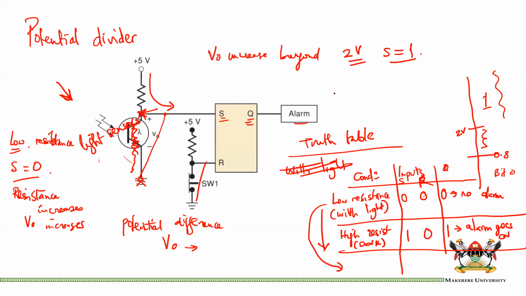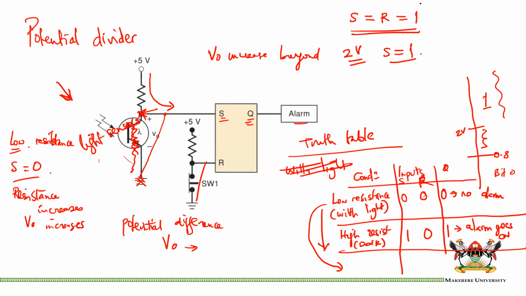In the case that the beam is interrupted and at the same time the switch is opened whereby we are resetting, what will be the practical behavior of the alarm? You are basically trying to set and reset at the same time. We have already said that this is invalid, and you shouldn't try to reset and set at the same time.